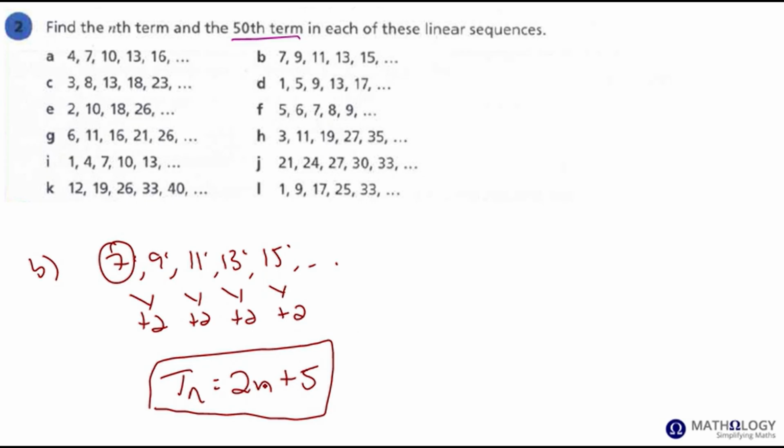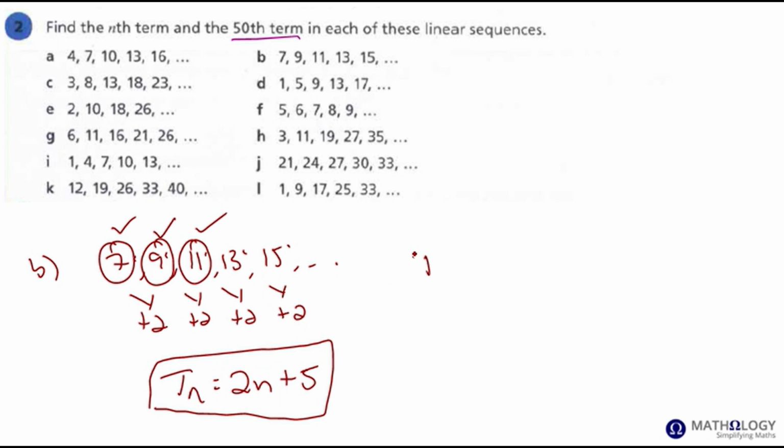Now we're going to check. When n equals 2, the second term has to be 9. So when n equals 2, 2 times 2 is 4, 4 plus 5 is 9, that checks out. When n equals 3, the third term must be 11. So 2 times 3 is 6, 6 plus 5 is 11. So therefore, because the first three terms check out, this is the nth term for this sequence.